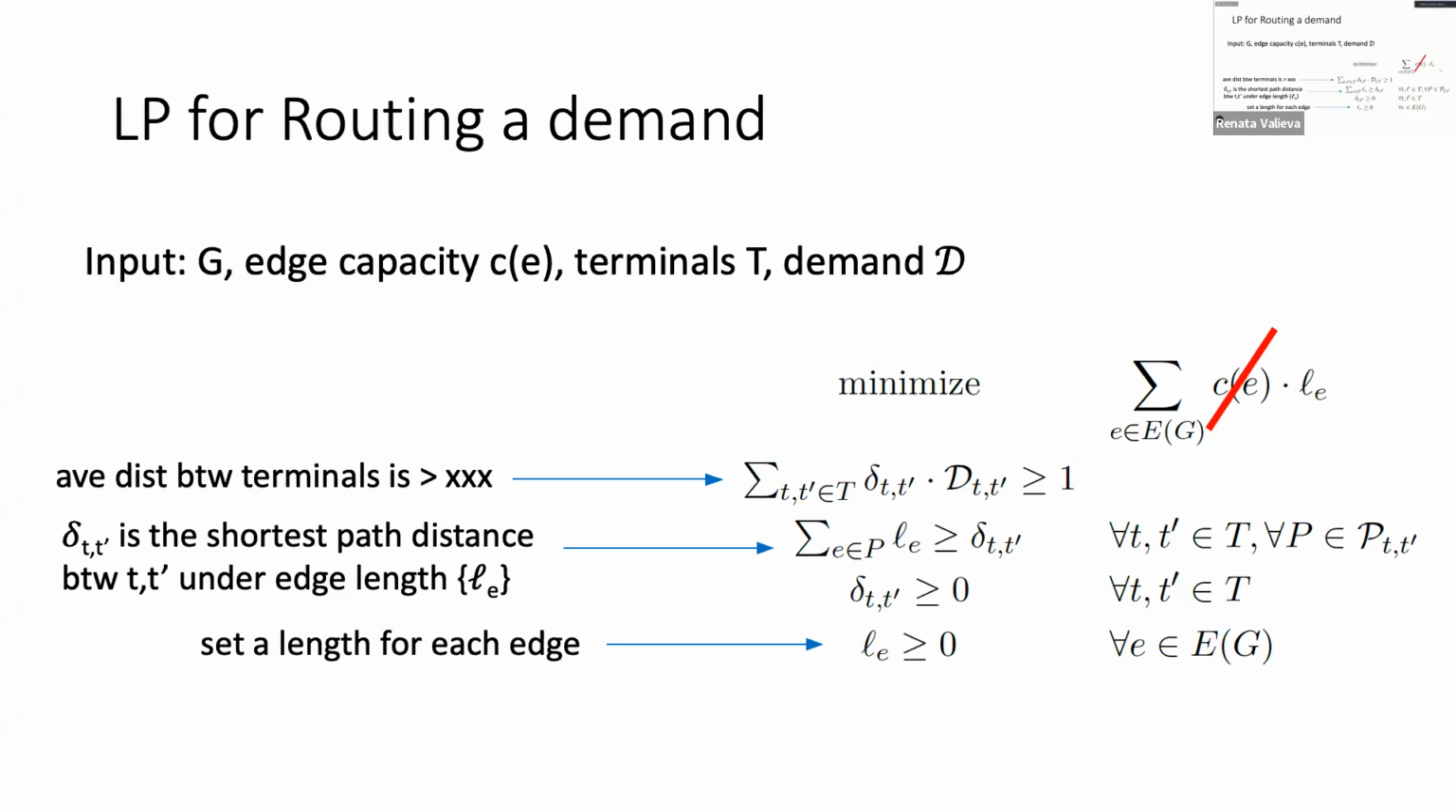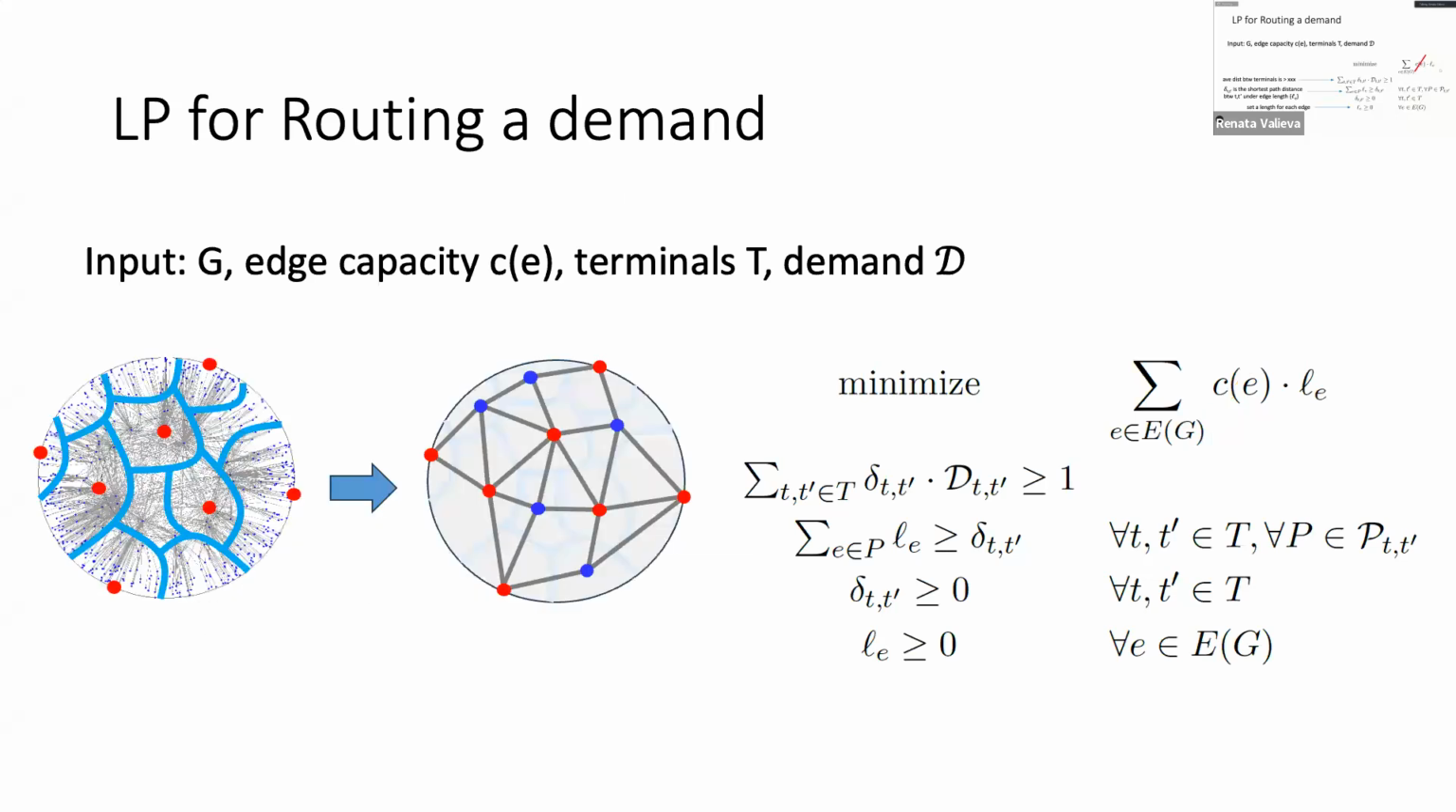So what we can do is solve this and get the ℓ_e's and deltas. We need to get a sparsifier out. So what is a sparsifier? A contraction-based flow sparsifier is really partitioning the graph into clusters and contracting each part into a supernode. So it's really partitioning and contraction.